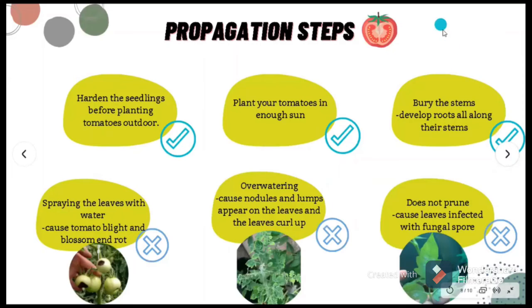For the propagation step, we have the successes and failures. For success, if we follow the right conditions to plant, we can see the tomato plant grows well. But for failure, for example, if we spray the leaves with water, it will cause tomato blight and blossom end rot. If we overwater, it will cause the leaves to curl, and if we do not prune, it will form fungal spores.